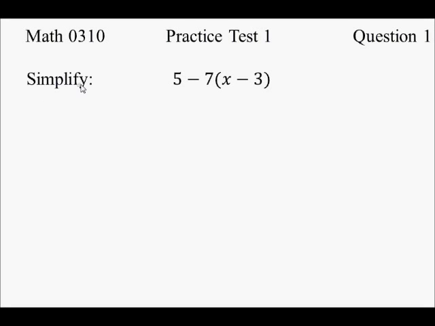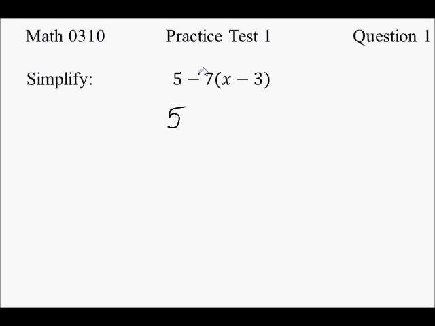Question 1 says simplify 5 minus 7 times the quantity x minus 3. So here we're going to want to first distribute the minus 7 into each term inside the parentheses. So we'll start by keeping our 5 here. Let's just write our 5.